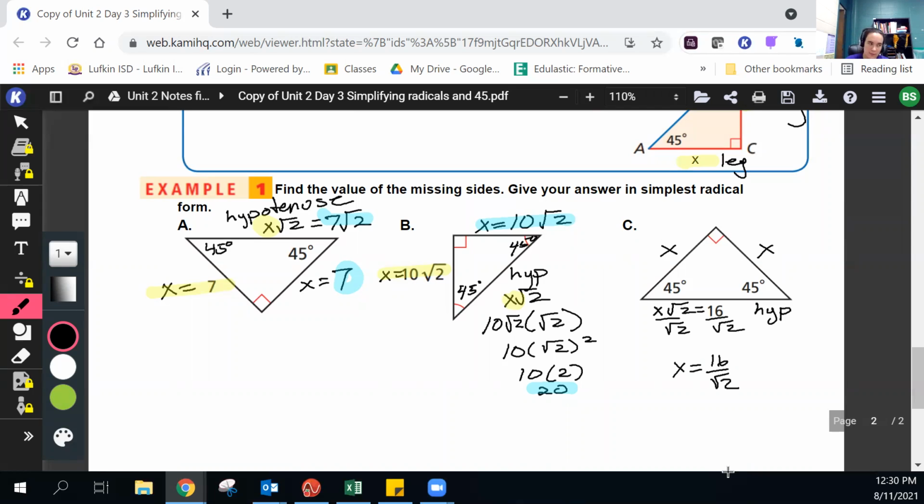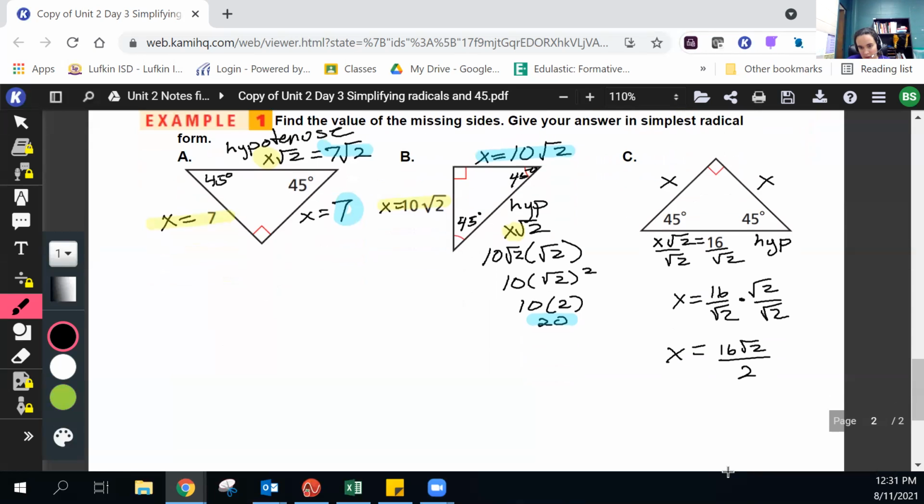But that's not simple. So I need to multiply by the square root of 2 over the square root of 2. And that equals 16 square root of 2 over the square root of 4. And the square root of 4 is 2. So I need to see if 16 is divisible by 2, and it is. And that gets me 8 square root of 2. So that means that my two side lengths up here are both 8 times the square root of 2.